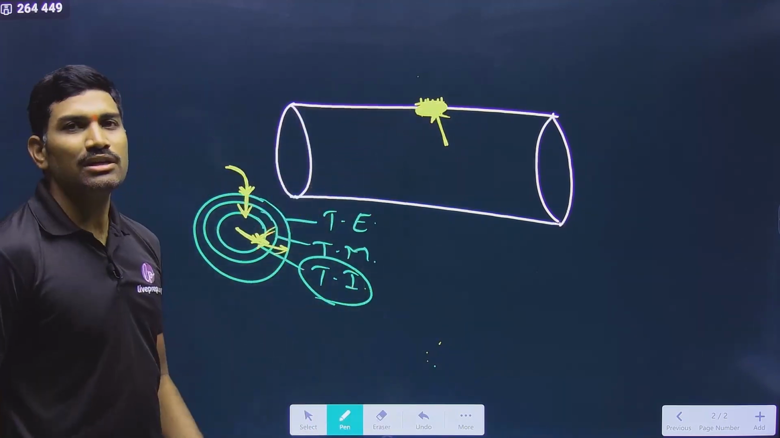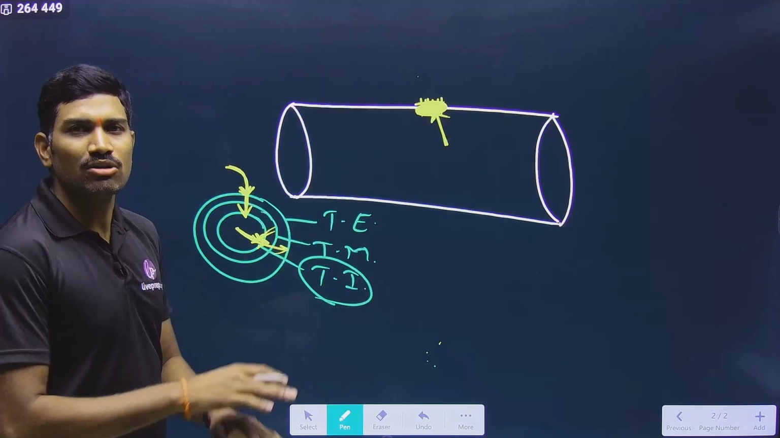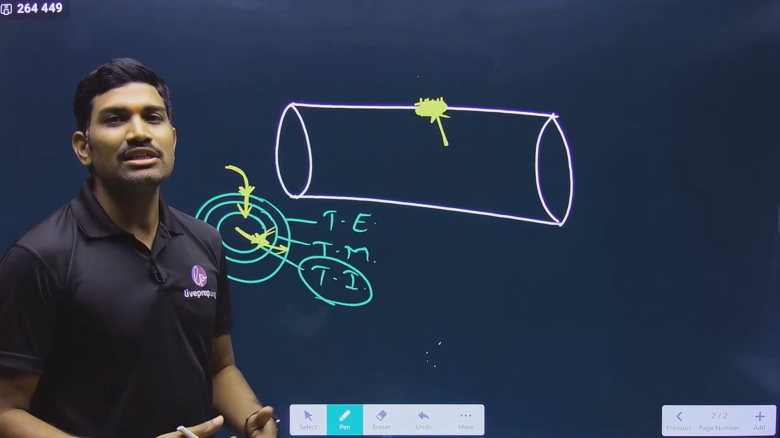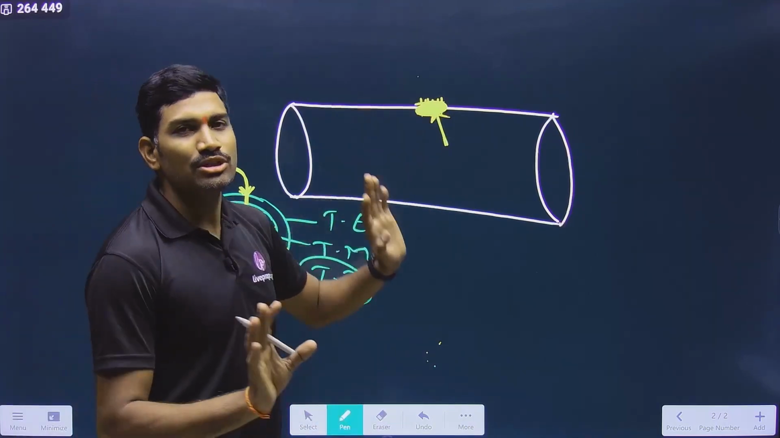So once it is completely closed, what happens? Now the blood clot is completed. Now there is no further loss of blood. In this way, loss of blood, you can simply call it bleeding. So bleeding can be stopped.